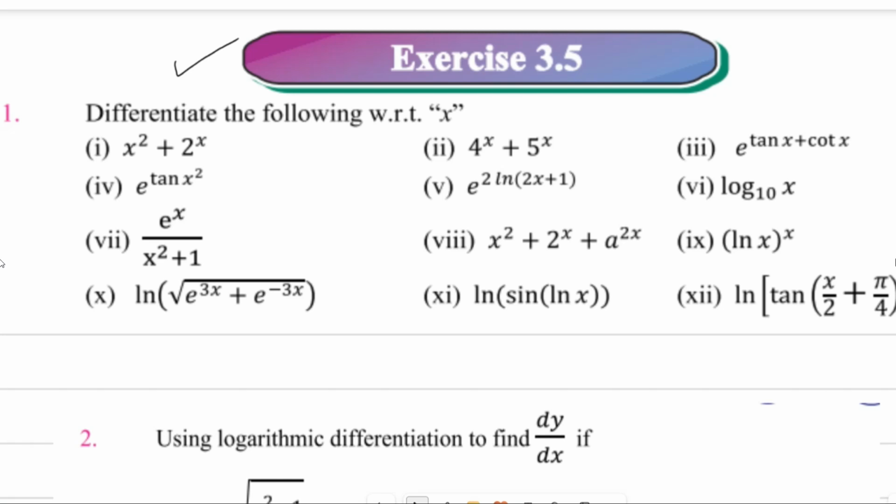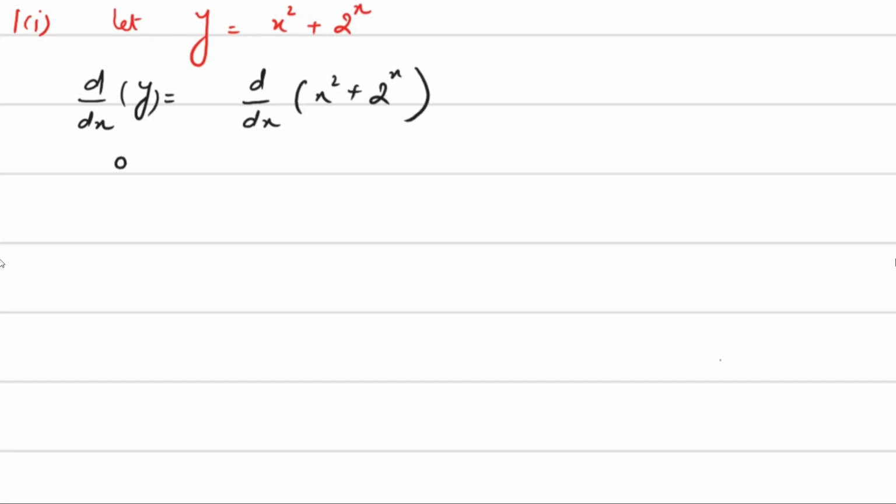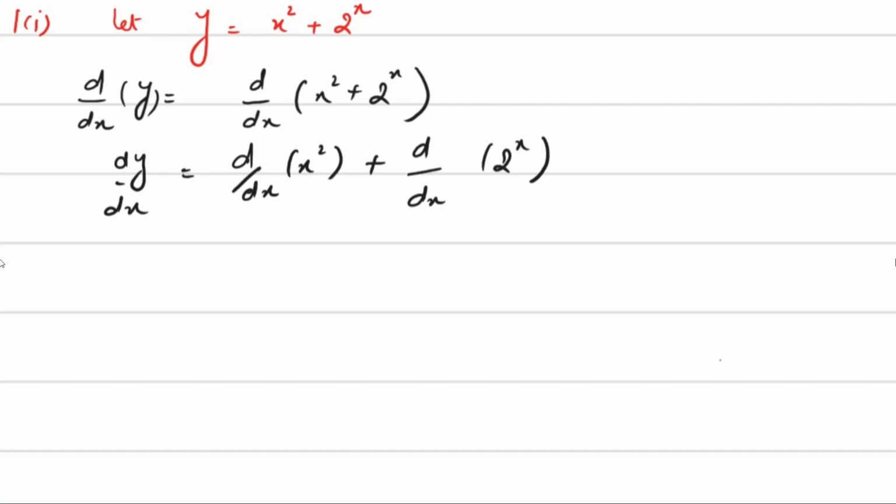In question number 1, we have to differentiate the following with respect to x. Its first part is x square plus 2 raised to the power x. Let y is equal to x square plus 2 raised to the power x. Taking d upon dx on both sides of the equation, dy by dx, d upon dx will be with x square, and d upon dx will be with 2 raised to the power x as well.